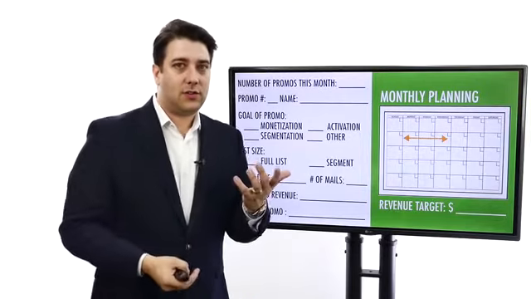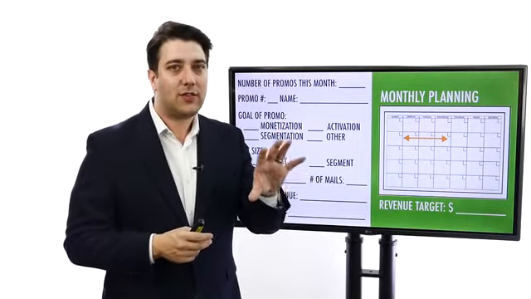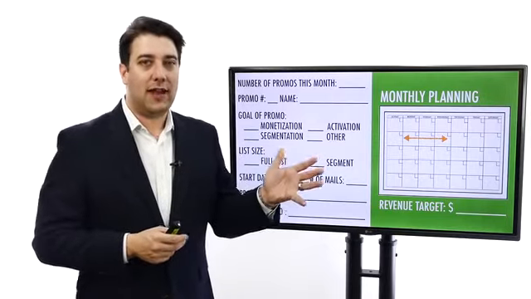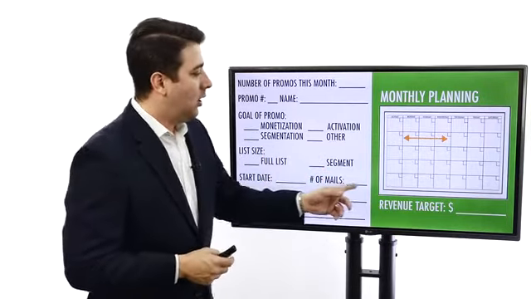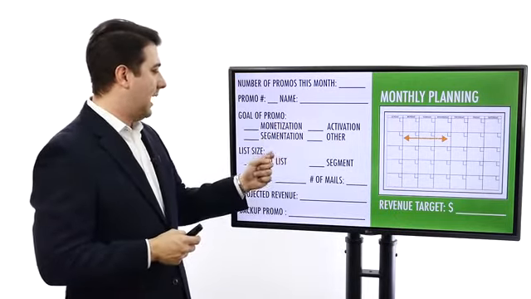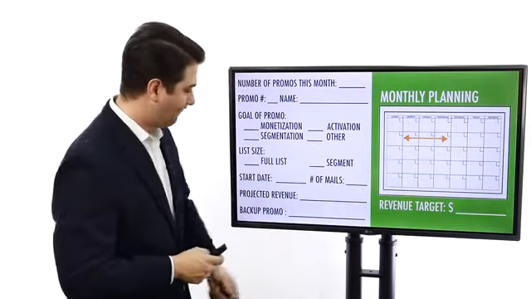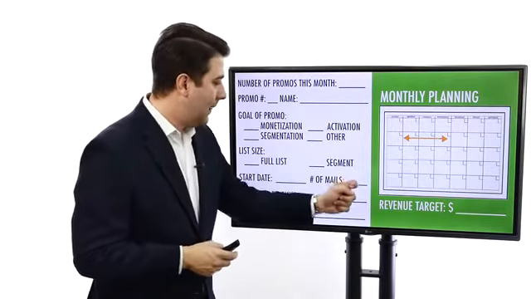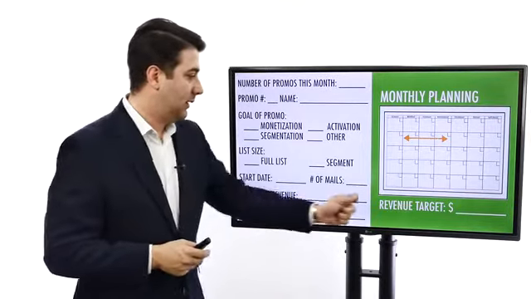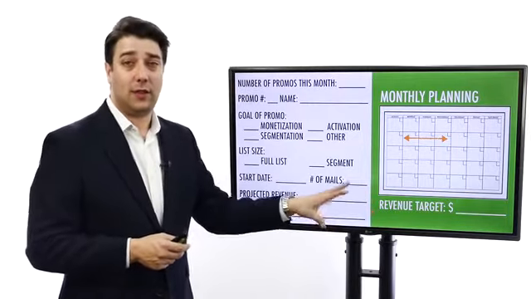So if any of this starts to be off, if I don't feel right about sending 10 emails as a broadcast to my entire database to generate $100,000, then I have to say, this isn't reasonable. I can't sell this product to this database and expect this result without talking about it too much, okay? So what's the start date? How many mails? What's the projected revenue? Here's a revenue target, here's projected revenue. Obviously, or ideally, those two match up.